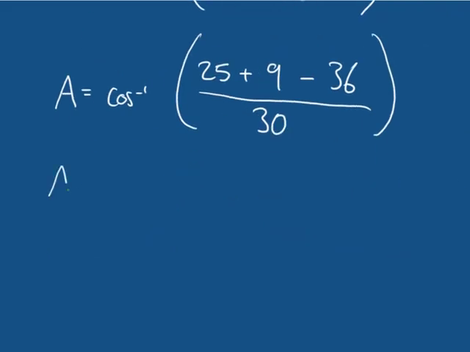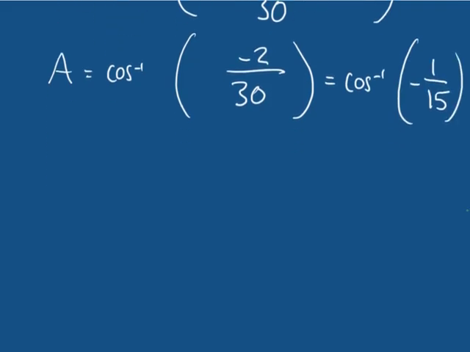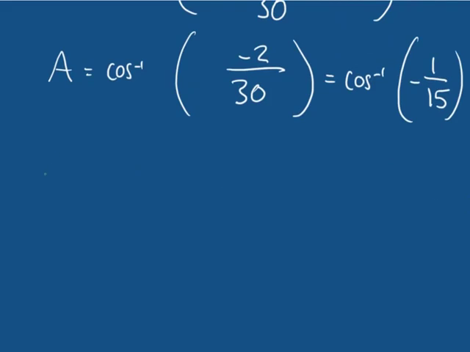So A is equal to the inverse cosine of 25 plus 9 is 34, minus 36 is minus 2, over 30, which is going to be equal to the inverse cosine of minus 1 over 15. So we can use a calculator now to work out the value of A, which of course we know is theta, the angle we're trying to find.